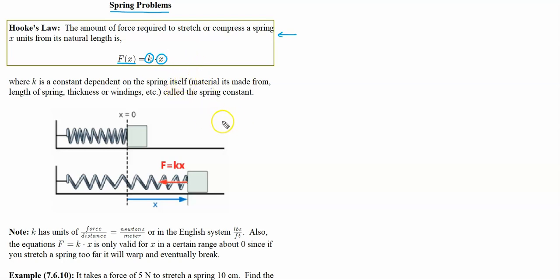For example, consider this diagram down here. Right here we have a spring, and we have a little mass connected to the end of it. Right here the spring is at its natural length. So notice that x is equal to 0 in this first picture here.